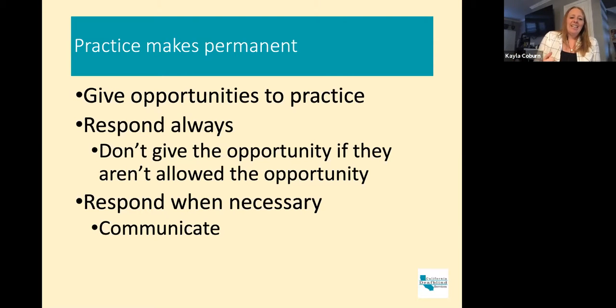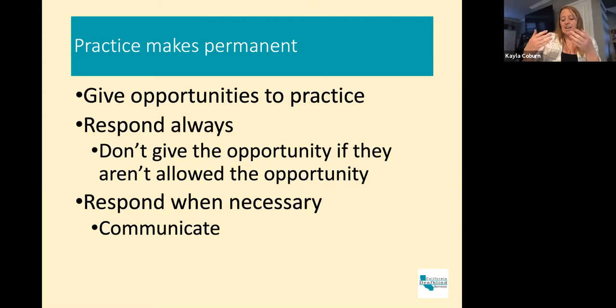Which leads me to that you always need to respond. So don't give the opportunity if they aren't allowed the opportunity. I see this a lot when it's time for work and someone will offer, "Oh, do you want to play with your ball?" And then the child will say yes, and they're like, "Oh, but it's time to work." And it can be really frustrating for the child. They're communicating now, but you're not giving them a positive response back. And without that positive response, they're not really learning to use that language because they're not really getting anything out of it.